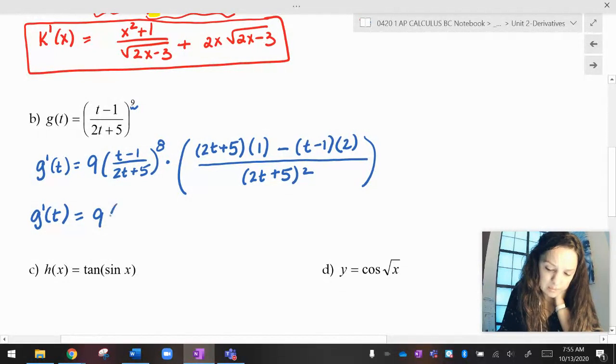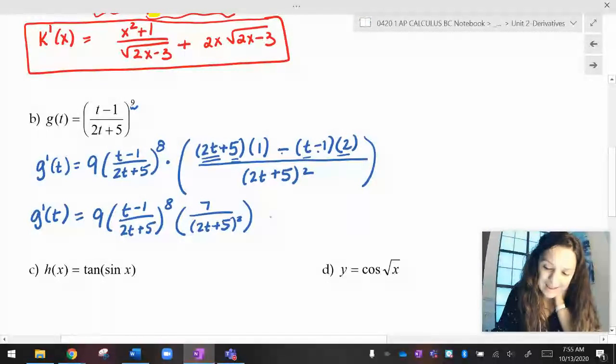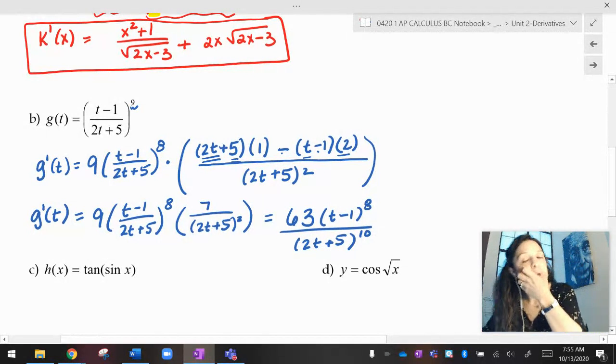So g prime of t is going to be 9, (t minus 1), (2t plus 5) to the 8th. And then over here, I have 2t minus 2t, so those are gone. 5 minus negative 2, so that's going to be 7 over (2t plus 5) squared. And honestly, I can multiply that 9 and 7, so that's going to be 63. And then I'm really going to have (t minus 1) to the 8th and (2t plus 5) to the 10th. That's another way to write that.